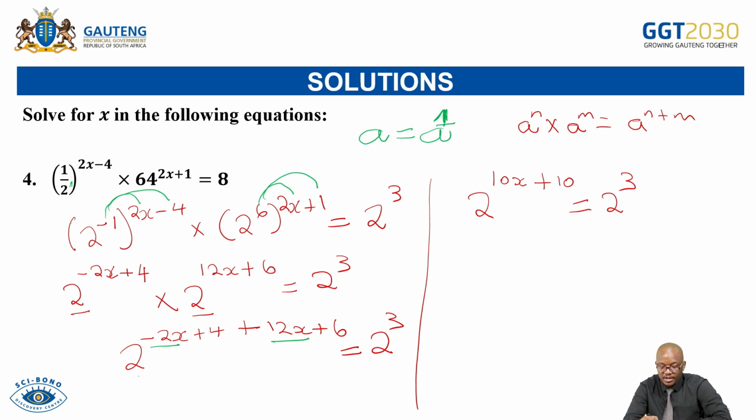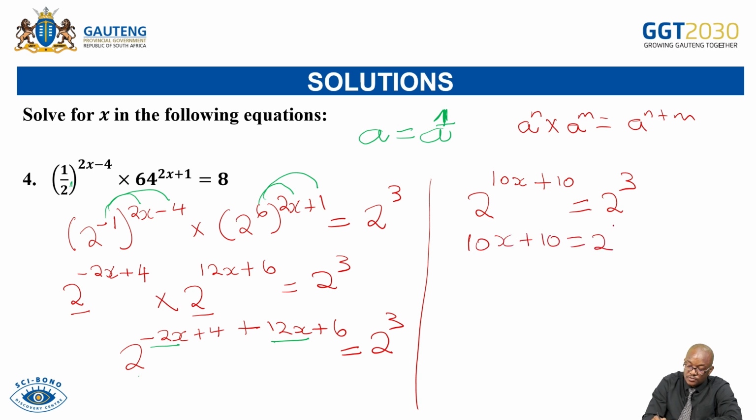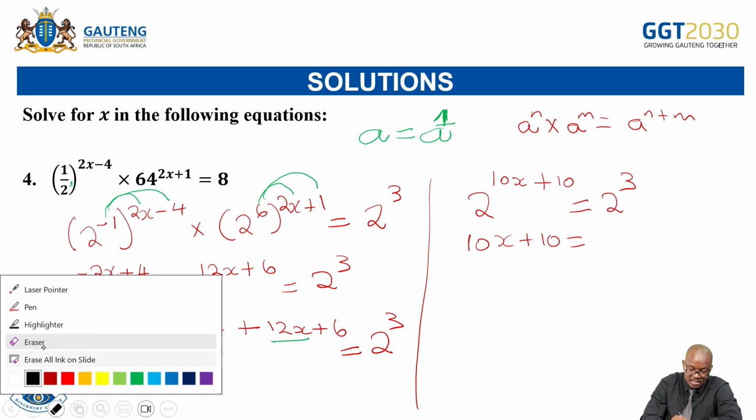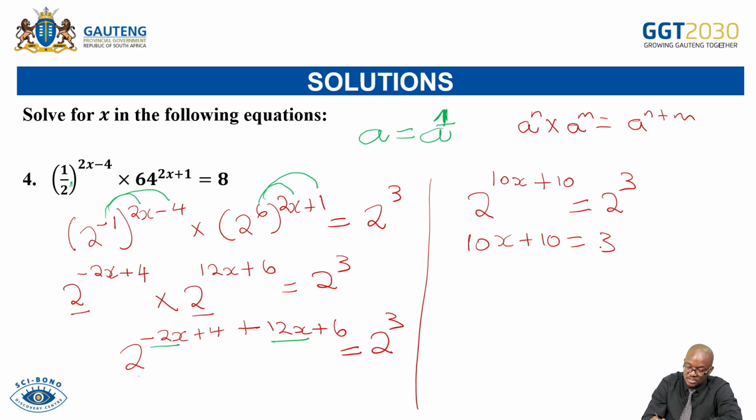Now, in this case, you realize that, okay, I'm having the same base. We can equate now the exponent, which is 10x plus 10. It's equal to 2 to the exponent of 3. We no longer write the base because we said the bases are the same. Then we equate the exponent, which is 3. Then you take this 10, you transpose it. We are going to have 10x equal to negative 7.